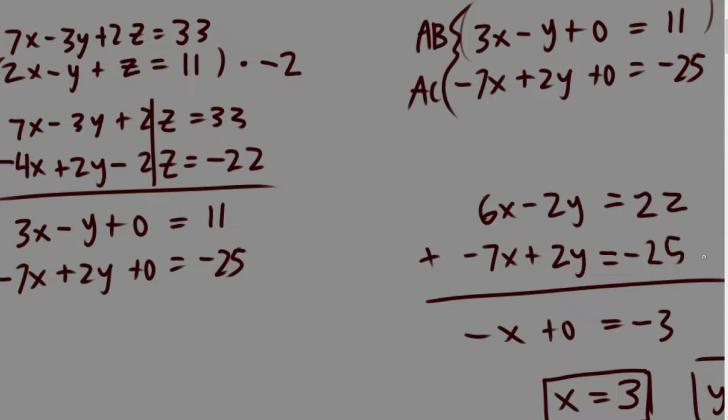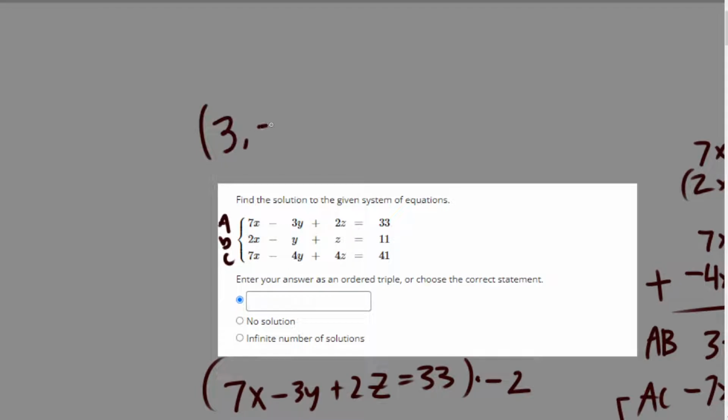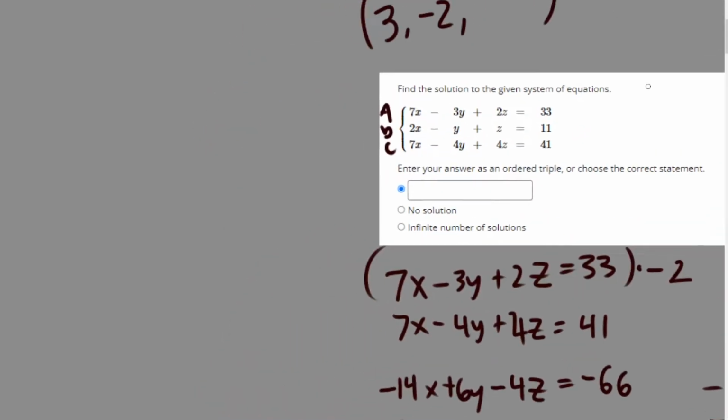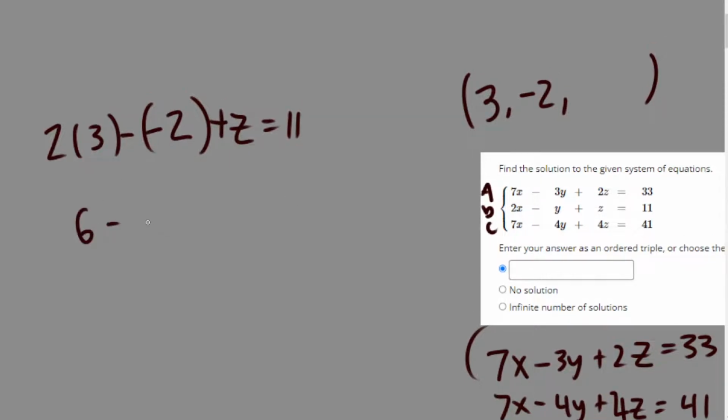Now we can go back to our original equations. And we know 3 and negative 2, so 3 comma negative 2, and then we'll leave a space for z. And we can plug in our values to this equation. I'm going to do b because it deals with the lowest numbers. That's what I like to do. I like to make things easier for myself. So 2 times 3 minus negative 2 plus z equals 11. And that gives me 6 plus 2 plus z equals 11, which gives me z is equal to 11 minus 8, which is going to give me 3.